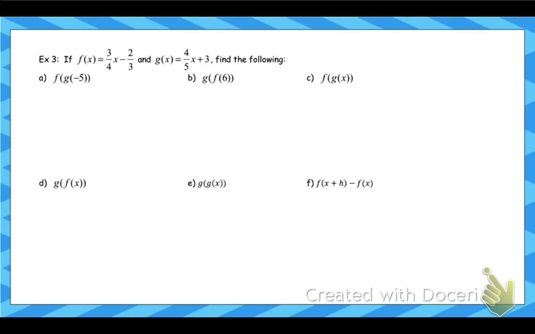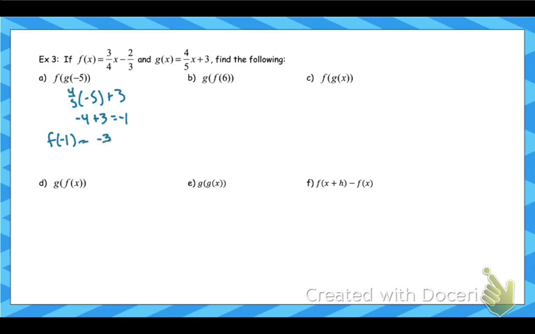All right, so now let's look at this next one. Really same concepts, kind of combining it all together, looking at some different functions. If you feel comfortable, pause the video, try these on your own. All right, so on this first one, f of g of negative 5. So I'm going to plug in negative 5 to the g of x function. So that's 4/5 times negative 5 plus 3. So that's going to be a negative 4 plus 3, which is negative 1. So now I'm evaluating f of negative 1. Plug in negative 1 to the f of x function.